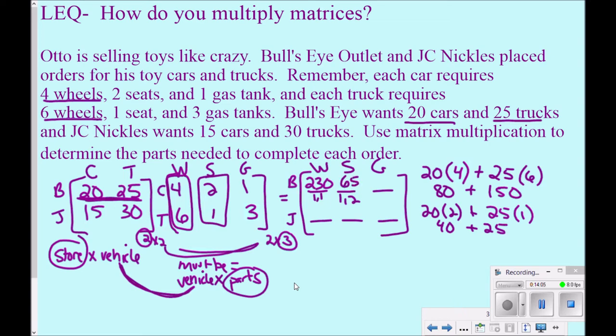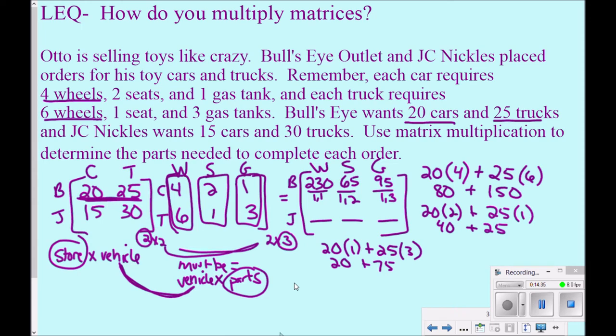So we're going to continue on in the same fashion. This is the 1, 3 position. So I'm going to use the first row and the third column. So I'm going to multiply 20 times 1, and I'm going to multiply 25 times 3. And I'm getting 20 plus 75, which gives me 95.